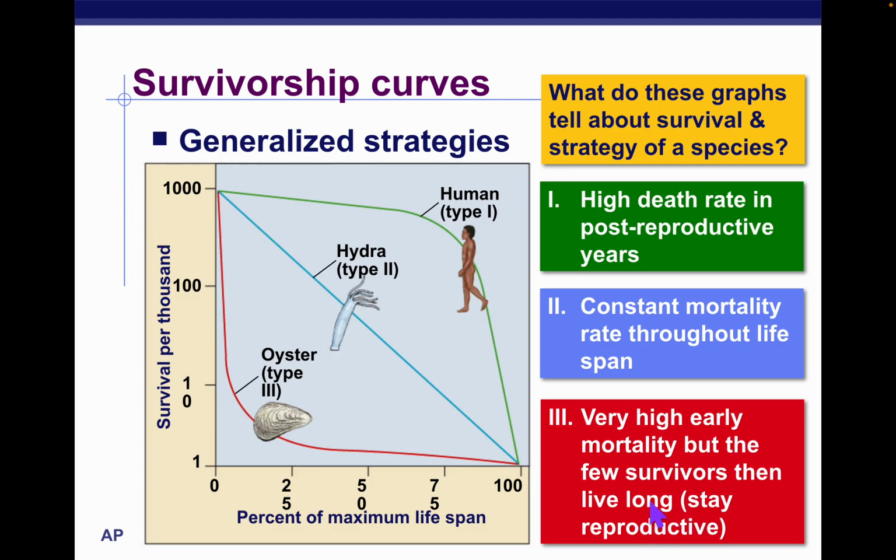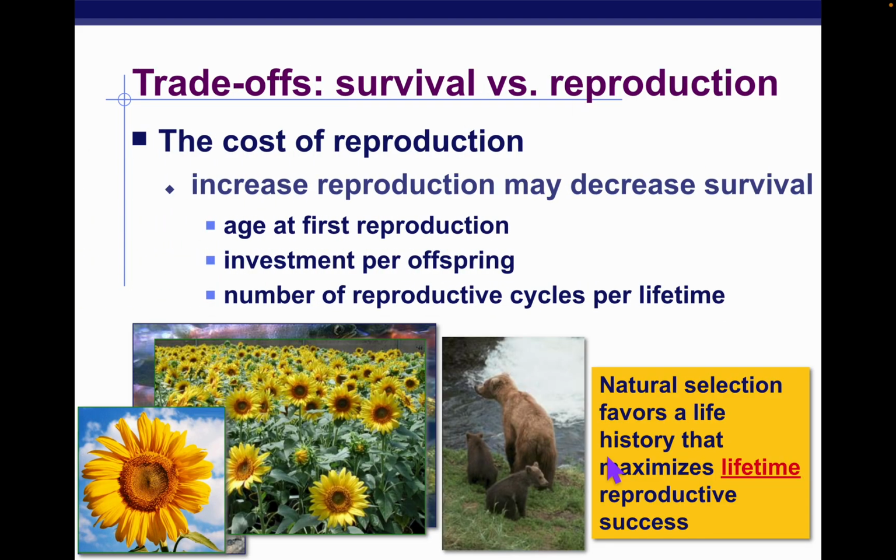And then type 2 is our intermediate. There's a constant death rate over organisms' lifespan. Those ground squirrels that we've been talking about exhibit this. Rodents, lizards, annual plants, hydra, which is a marine invertebrate. Interesting little things, right? So trade-offs, survival versus reproduction. The cost of reproduction. The increased reproduction may decrease survival. So age at first reproduction, investment per offspring, number of reproductive cycles per lifetime. Natural selection favors a life history that maximizes the lifetime of reproductive success.